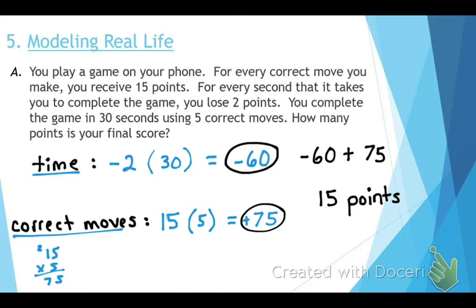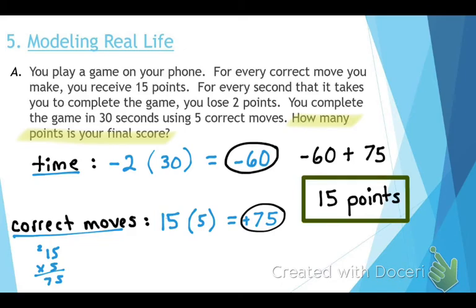Remember, with a modeling real life problem, you must have units attached. When I'm trying to figure out what my units should be, I go back here. How many points is your final score? So I know my answer is 15 points.